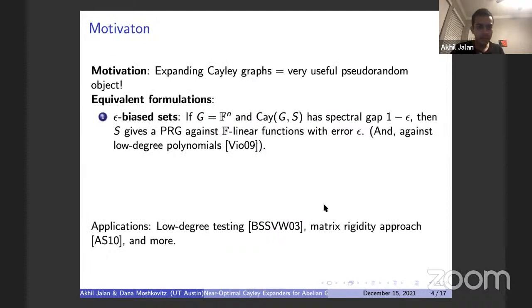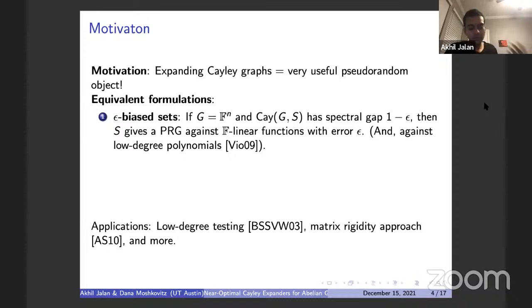So the motivation for this work is that expanding Cayley graphs, graphs which have both of these structural properties, are a really useful pseudorandom object, and they're equivalent to many other kinds of objects that are studied in the literature. One equivalent formulation is an epsilon biased set. If I have fixed a finite field F, then I can define a Cayley graph on the group G, which is just the additive group of that field. If this has spectral gap 1 minus epsilon, then this is equivalent to saying that the generating set S gives a pseudorandom generator against F linear functions.